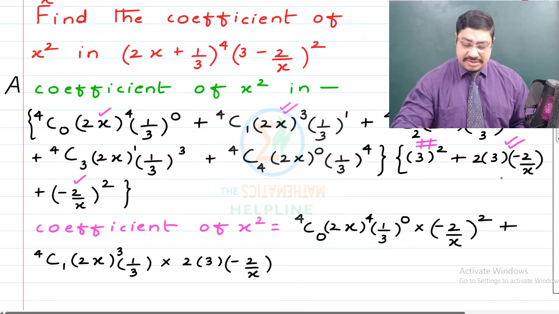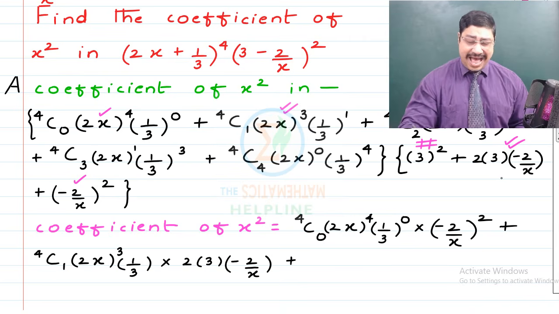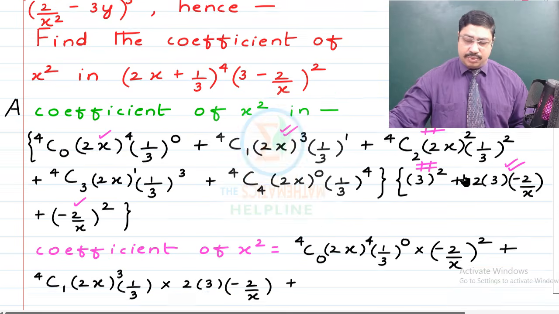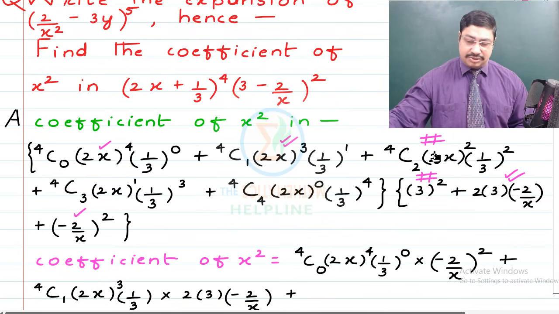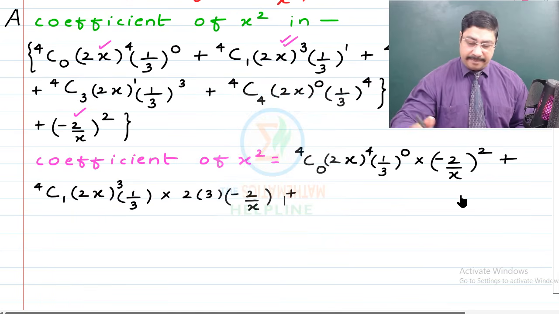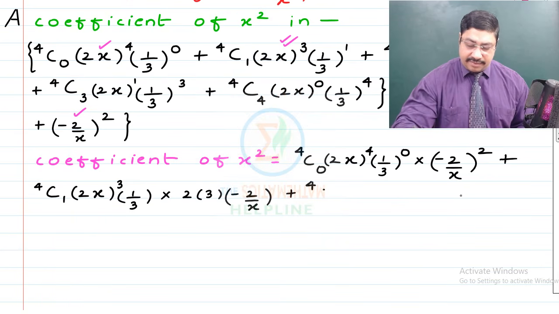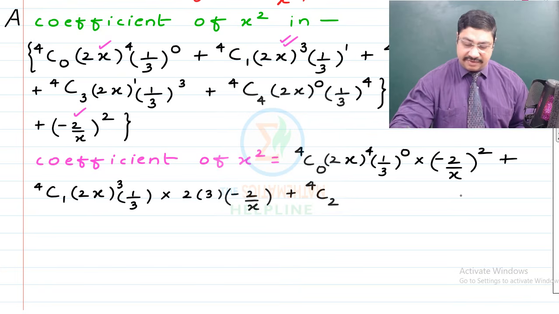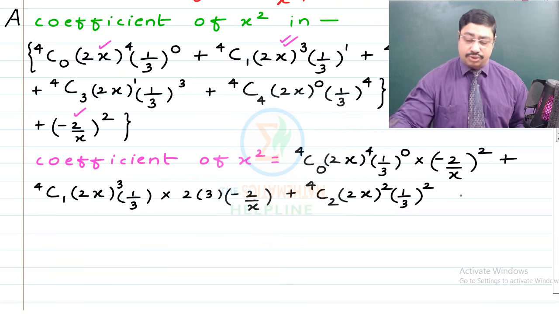Now after the, children, the next one is what? The next one is the one which has got the hashes, right? So which are the two which have got hashes? So these are the two which have got hashes. First is 4c2, and then we have the first term which is 2x, it is raised to the power 2, and the second term which is 1 upon 3, and its power is also going to be 2.